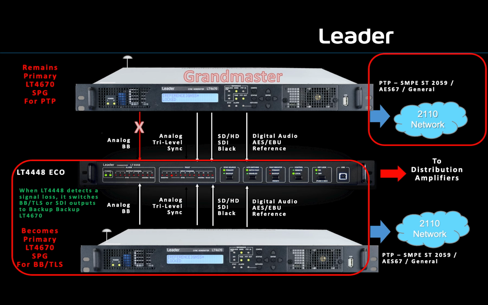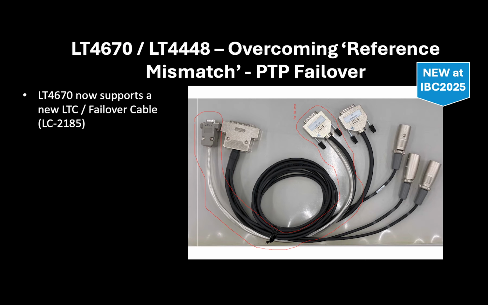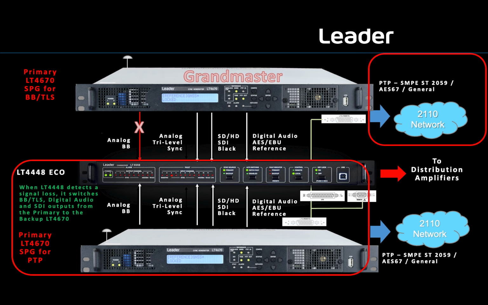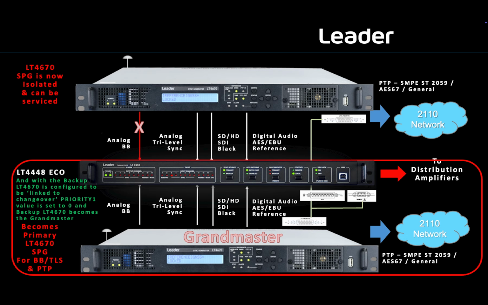To ensure that the black and burst, tri-level sync, and PTP continue to come from the same LT4670, we need to link them together. A new cable has been introduced, the LC-2185, which links the LT4670s and the LT4448, so that should a change in the status of black and burst or PTP occur, it is then possible to trigger a failover so that both reference sources continue to come from the same LT4670.